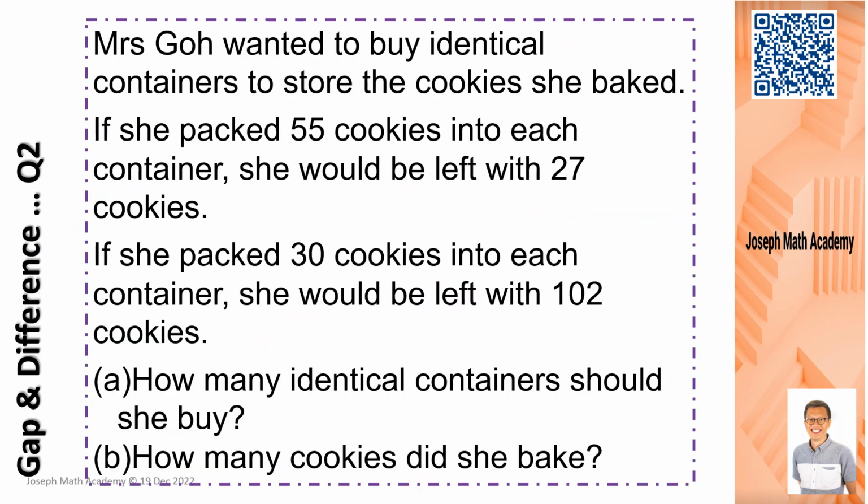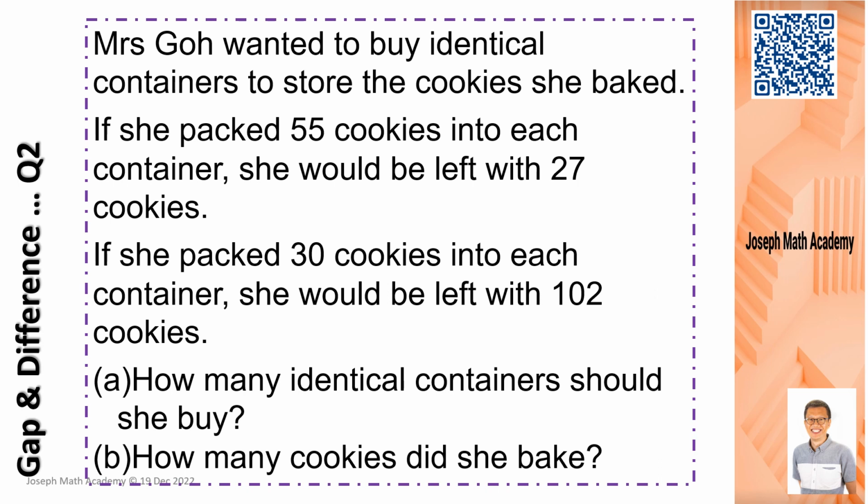Let's take a look at this question. Now, Mrs. Goh wanted to buy identical containers to store the cookies she baked. If she packed 55 cookies into each container, she will be left with 27 cookies. If she packed 30 cookies into each container, she'll be left with 102 cookies. Look at the values, so huge.